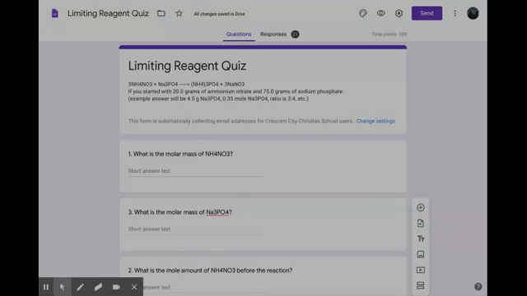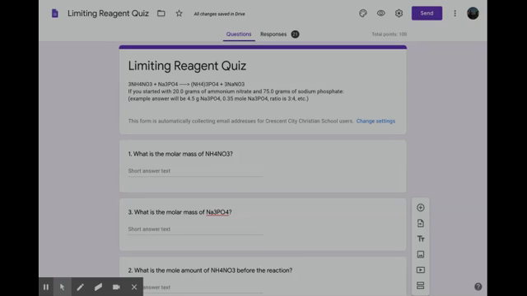Here is the explanation of limiting reagent quiz. So this quiz has 10 questions, but they're really just one big question. Okay? And then I broke it down into different steps that you need to solve this question.